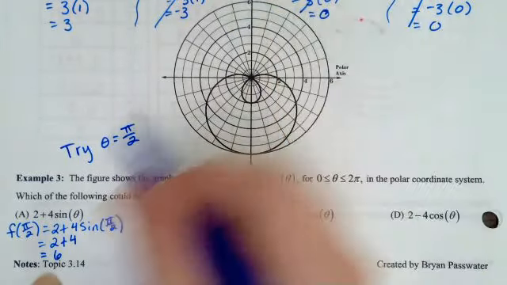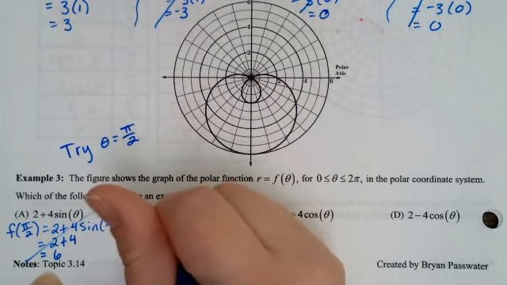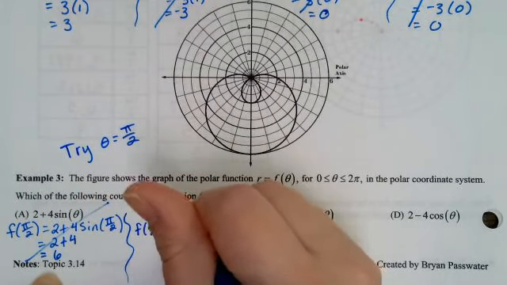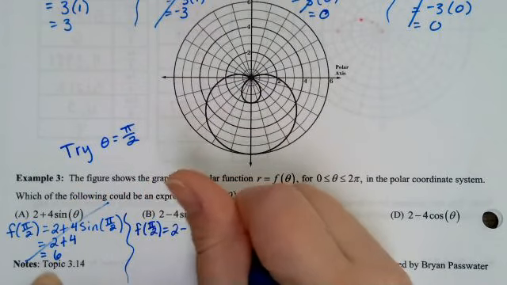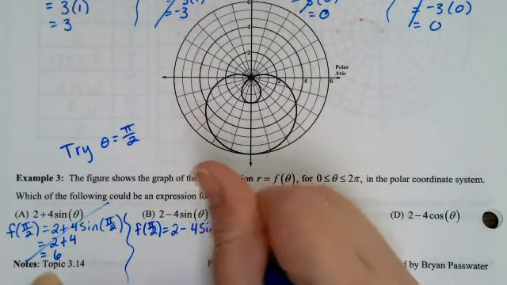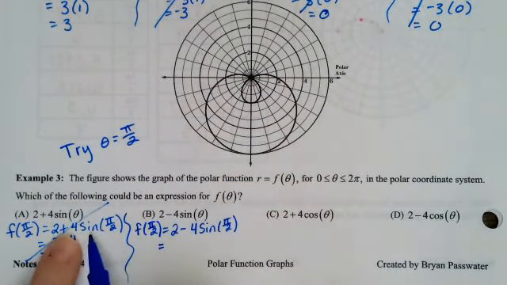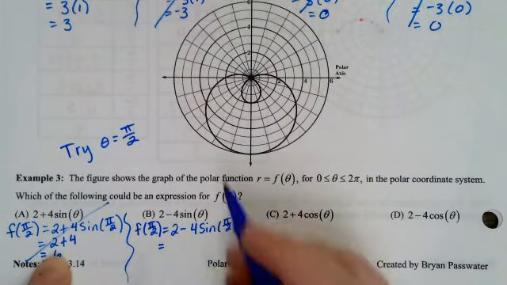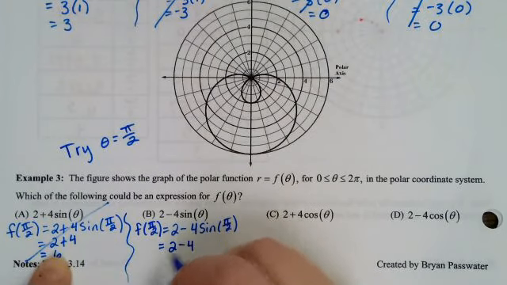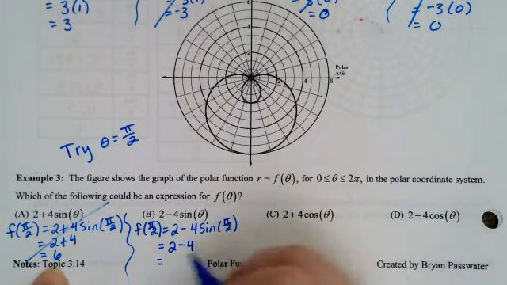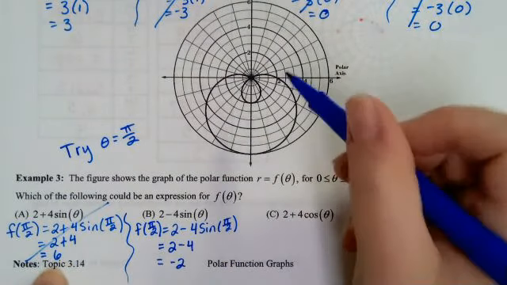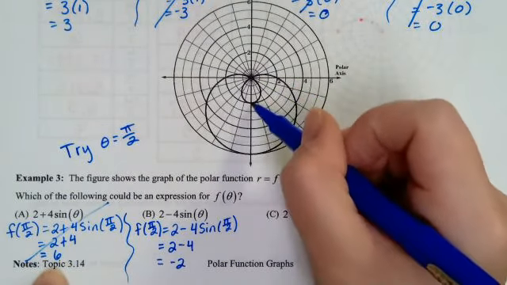Okay, so then try f of pi over 2 for this one, 2 minus 4 sine pi over 2. Now, I've already done a little bit of this. Remember, we did 4 sine pi over 2 already, and that number came out to be 4. So 2 minus 4. 2 minus 4 is a negative 2. And let's see if that's on the graph. So at pi over 2, are we at negative 2?